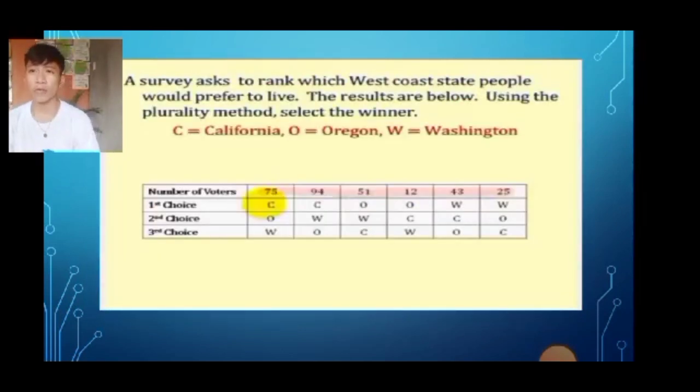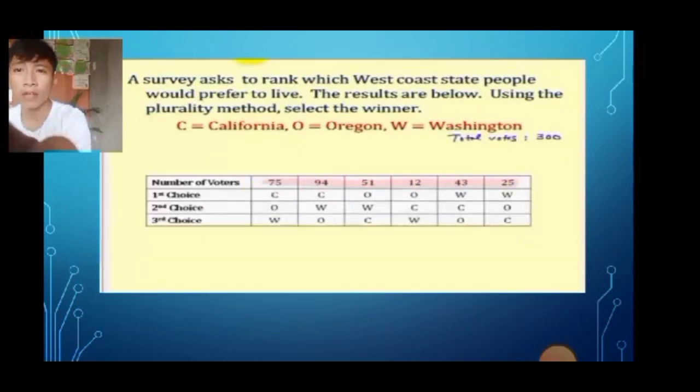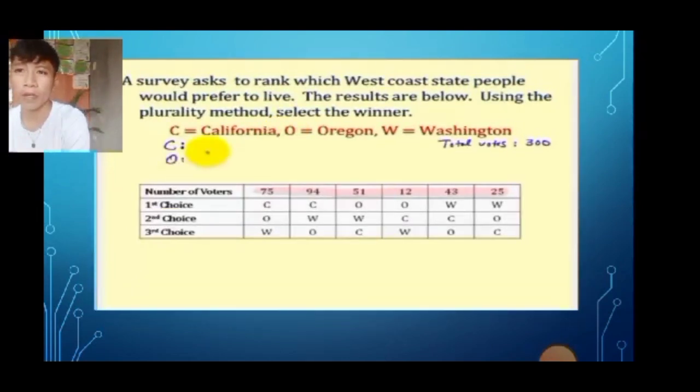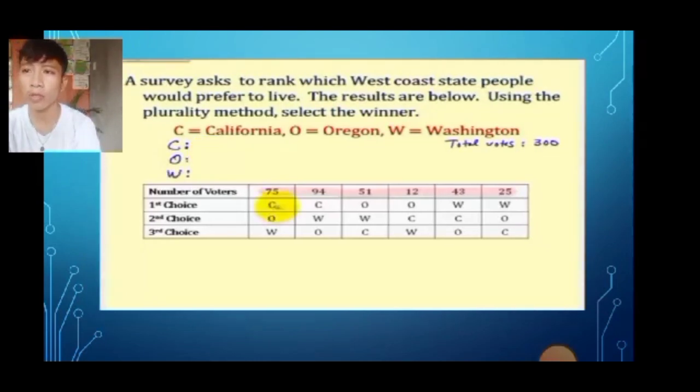A survey asked people to rank which state they would prefer to live in. Using the plurality method on the results below, select the winner. You can see the red numbers are the number of votes. So, 75 plus 94 plus 51 plus 12 plus 43 plus 25 equals 300 voters. C is California, O is Oregon, and W is Washington.